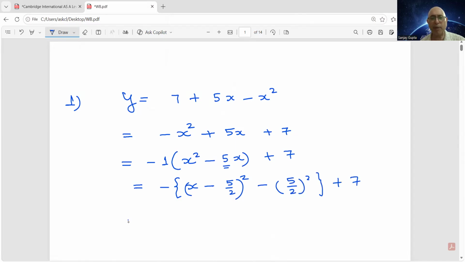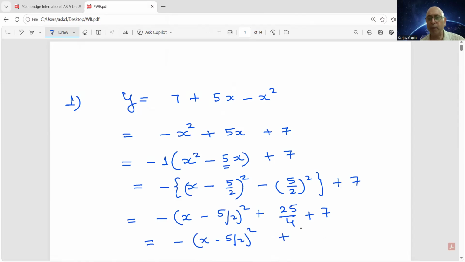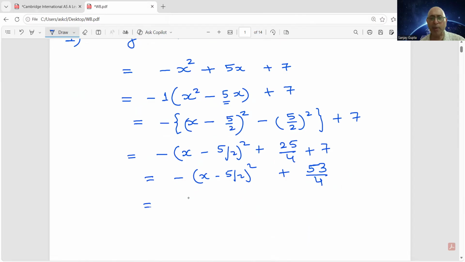That's what we did in the first lecture. So we have now minus of (x minus 5 by 2) whole square. When I multiply this minus with minus, it will become plus. 5 by 2 whole square is 25 over 4 plus 7. So we have minus of (x minus 5 by 2) whole square plus 7 times 4 is 28. 28 plus 25 is going to be 53 over 4. Right. So can we put it in the form that is asked? He's asking a minus. So let us put 53 by 4 in the front and then write it like this. So this is the completed square form that we have got.